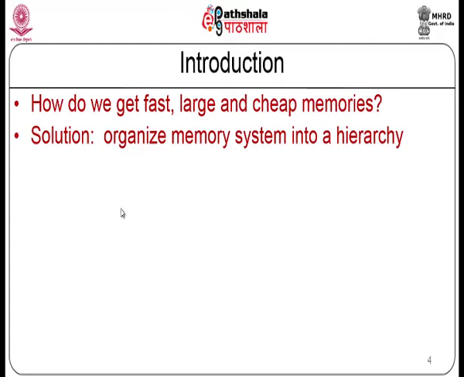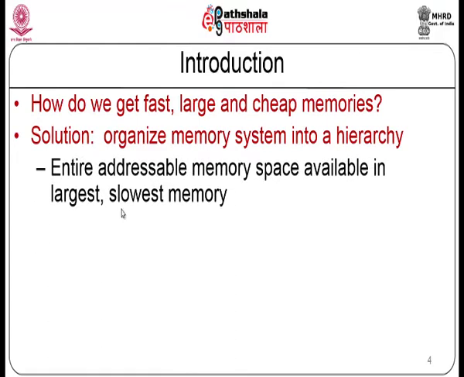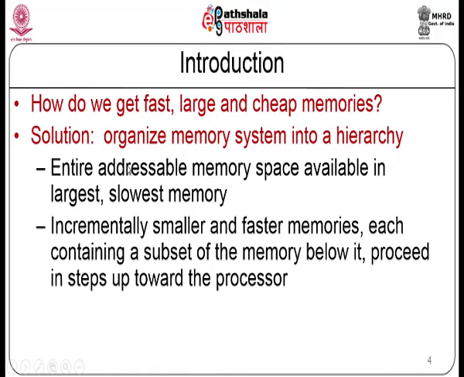So, what is the solution to it? The solution is organizing the memory system into a hierarchy. We go into a hierarchical memory system where each of the memories in each level of the hierarchy satisfies some requirement. The entire addressable memory space is available in the largest and slowest memory, which is the outermost memory, and then you have incrementally smaller and faster memories, each containing a subset of the memory below it, as you proceed towards the processor.